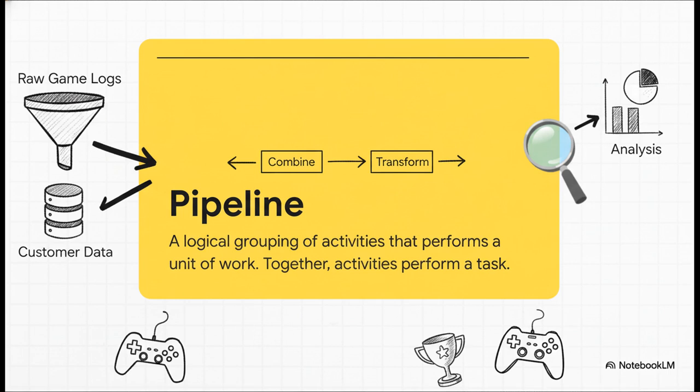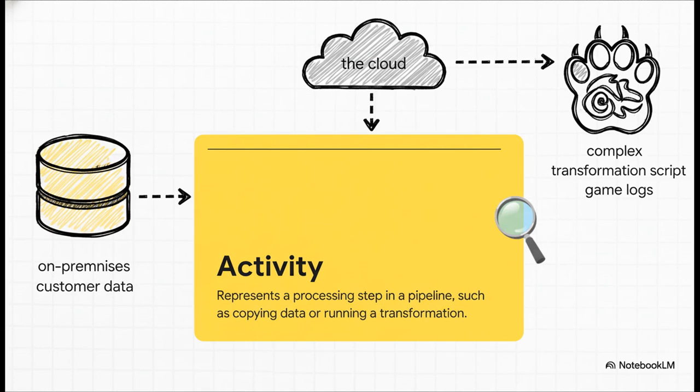It's the whole workflow. Now, inside that pipeline, you have activities. An activity is just a single processing step. It could be a copy activity to just move data from A to B, or maybe a Databricks activity that runs a complex transformation script. It's one specific action in that bigger plan.